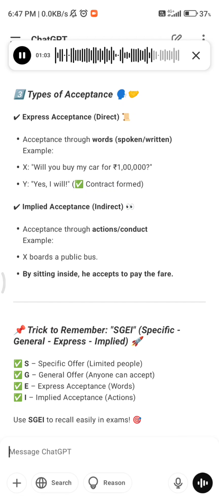Trick to remember. SGEI, specific, general, express, implied. S, specific offer, limited people. G, general offer, anyone can accept. E, express acceptance, words. I, implied acceptance. Use SGEI to recall easily in exams.